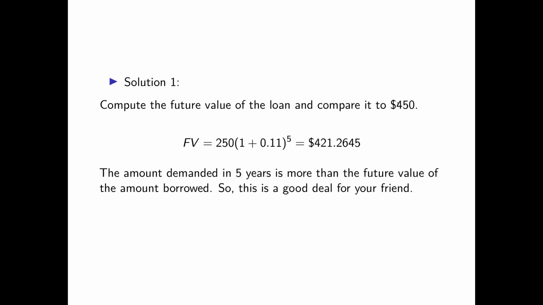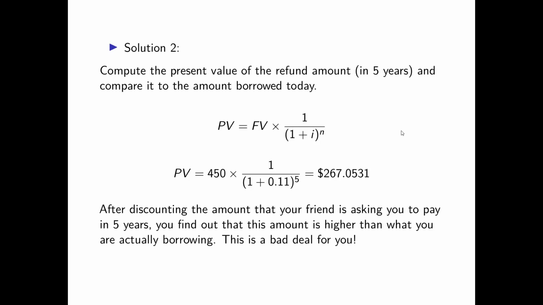But the friend demands that you pay back $450. So you see that this deal is actually in your friend's favor and not in yours. So it's actually better to go to the bank and take the loan from there, because you will end up paying back less money. The second solution is, well, we know that $450 will be paid back in 5 years.